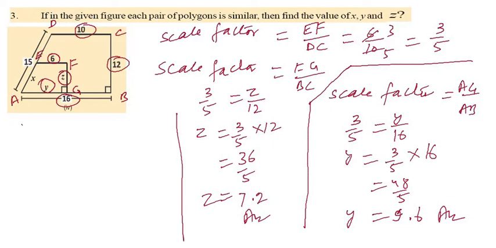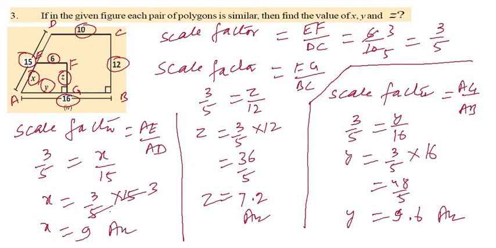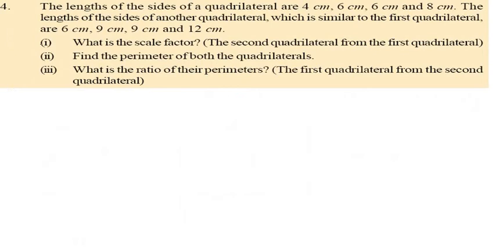Now once again scale factor. What will be the scale factor? It is AE upon DA, or you can say AB. The scale factor is 3 upon 5. As you know, AE is X, so you have to write here X. And AD is 15, so you have to write here 15. So X will be equal to 3 upon 5 into 15. So 5 3s are 15. So X will be equal to 9, and that is your answer. So X, Y, Z you can find also. Now come to the next.